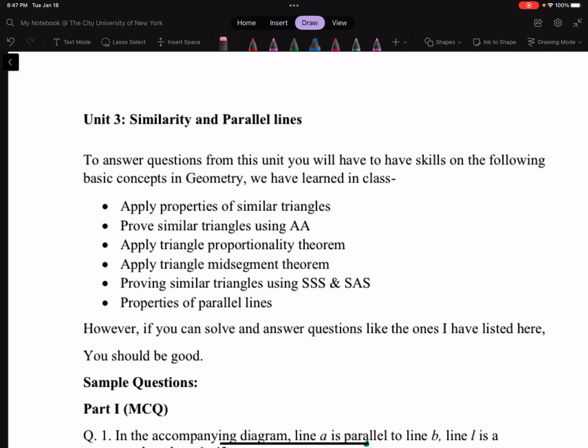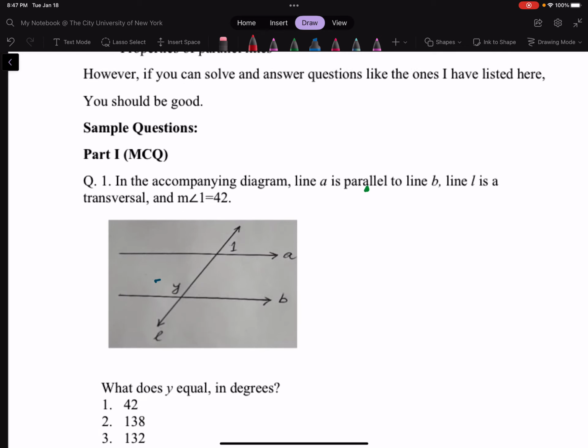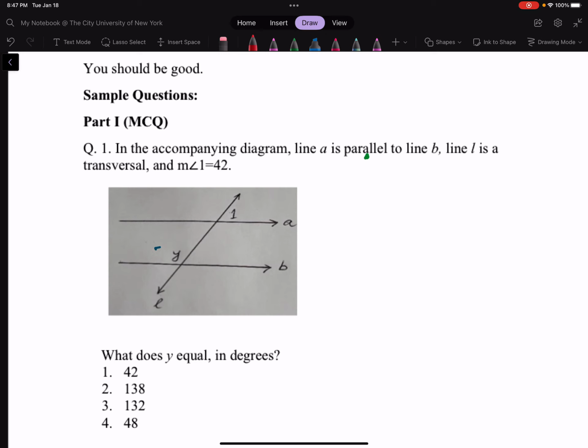This is a copy paste mistake. This should be 4. Okay, unit 4, similarity and parallel lines. So look at number 1.